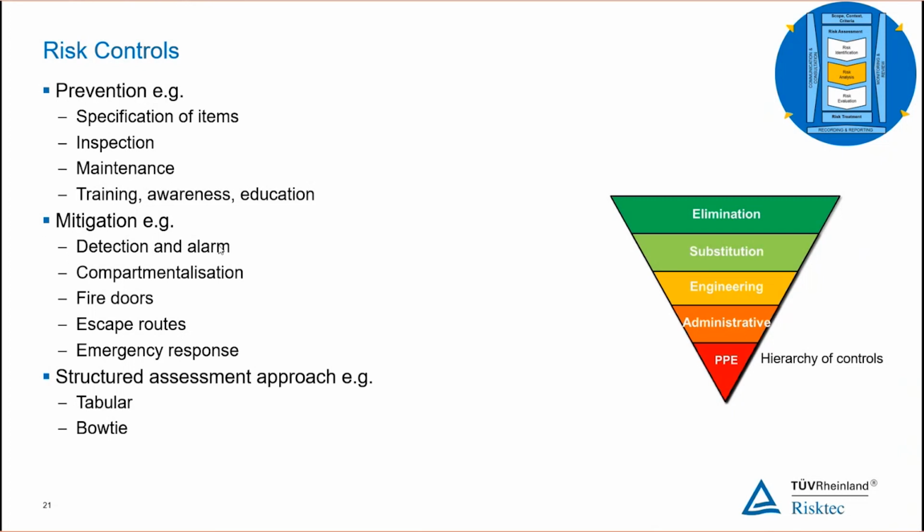So how do we know we've got a problem? How do we detect that the problem has occurred? How do we alert people that there is a potential? How do we stop it getting worse? How do we contain that fire within a particular residential area, within a single floor, etc.? So we may then start looking at the fire doors, the adequacy of our escape routes. How quickly can we respond?